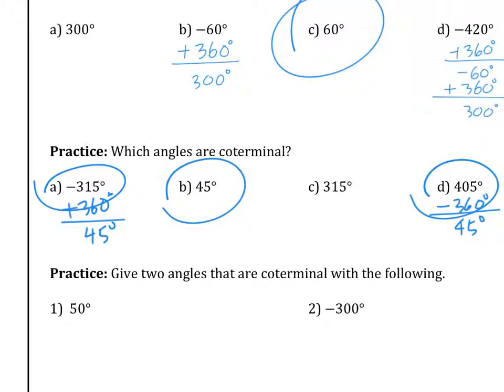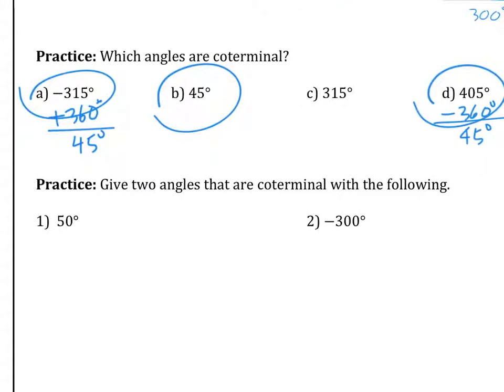Make sure you read the question. It is asking you which ones are the same, not which one is not the same. So please be careful. All right, next, let's have you practice. Give two angles that are coterminal with the following. Write two angles that are coterminal with the following.